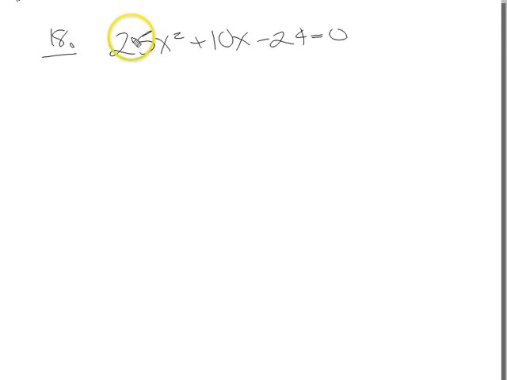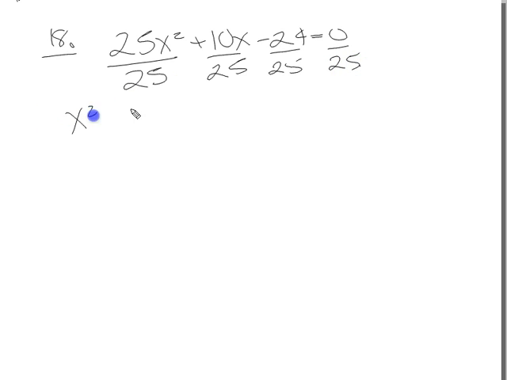Okay, 25 then. 18 then. We've got 25 lots of x squared plus 10x minus 24 equals 0. To complete the square, let's just divide by 25 all the way through the equation, every single term on the left and every single term on the right.